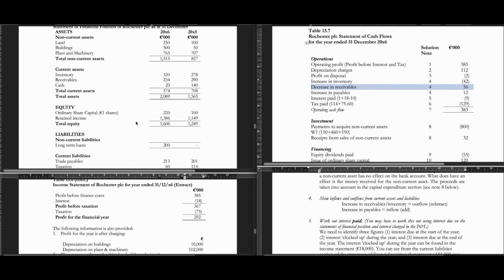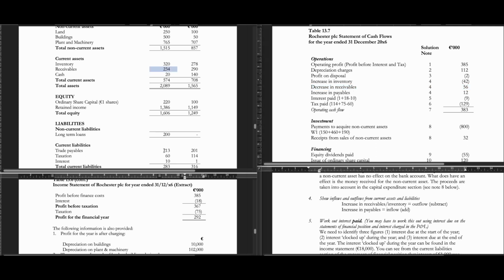And then we look down at current liabilities. Our payables went up by 12. Okay, there we go. 12 increase in payables. That is a positive item for cash flow. The more we owe to our suppliers, the less money we've paid them. So that is better for our cash balances.